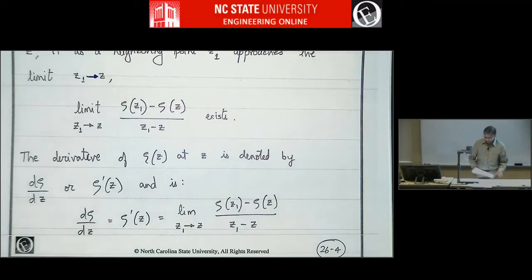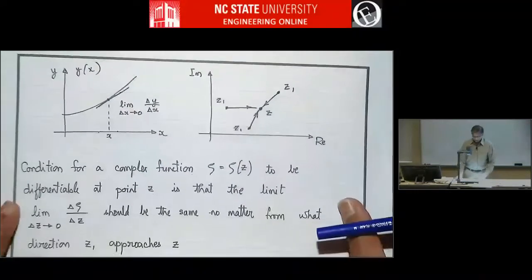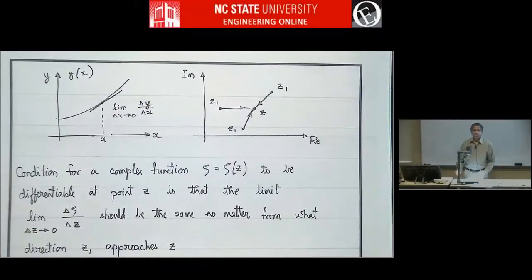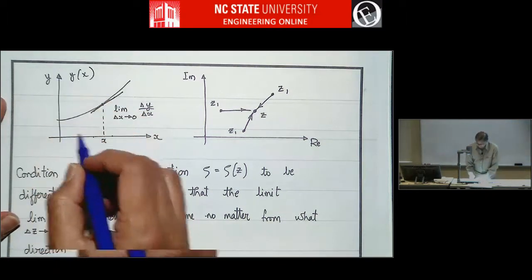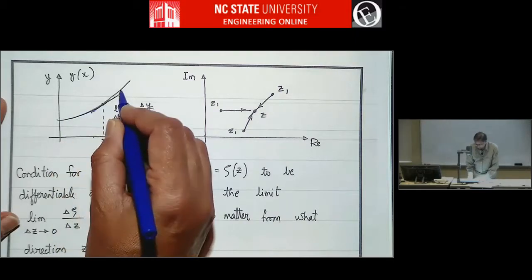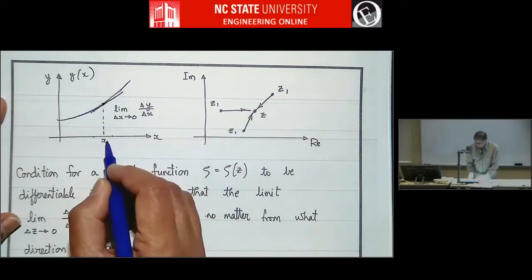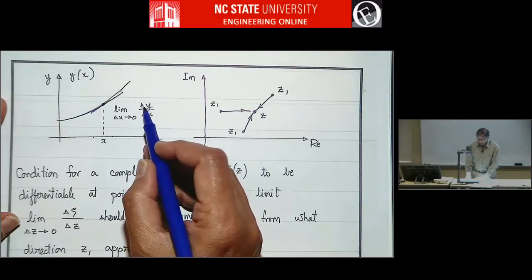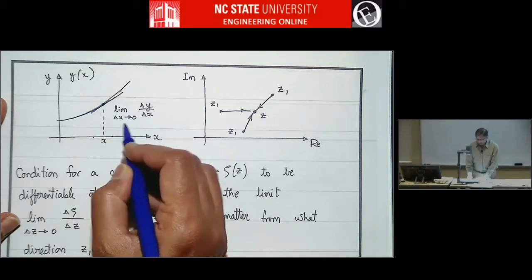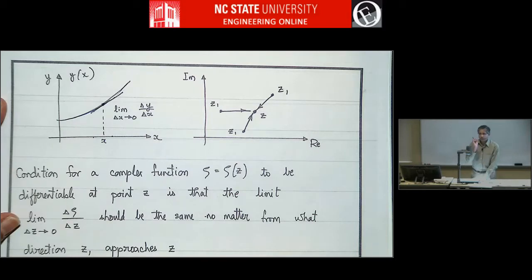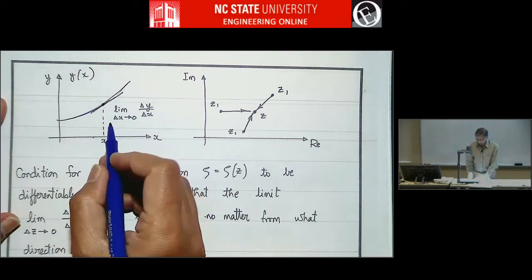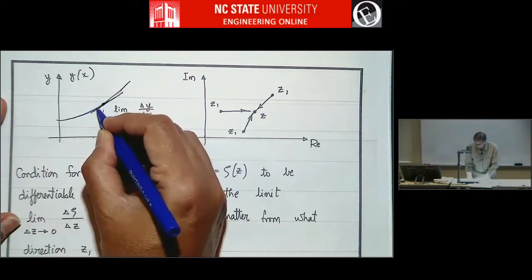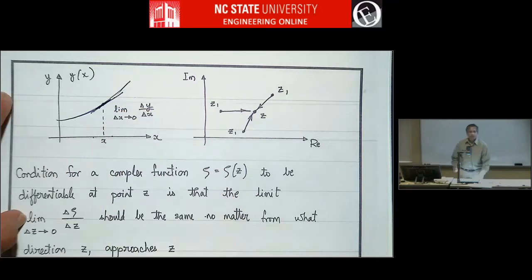This is very similar to real functions. Real functions are something we have been doing so long that usually it's intuitive. In a real function y equals f of x, you have some curve, and at some point x, the derivative is delta y over delta x as delta x goes to a very small value, pretty much 0. That gives the tangent to this curve, that's the derivative.